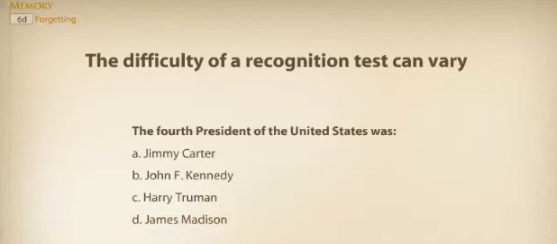Virtually anyone can answer this question because the incorrect answers are readily dismissed. Although this illustration is a bit extreme, it shows that two recognition measures of the same information can be dramatically different in difficulty. So the 4th President of the United States: Jimmy Carter in the 70s, Kennedy in the 60s, Truman in the 50s, has to be Madison. Okay, let's see what we got here.